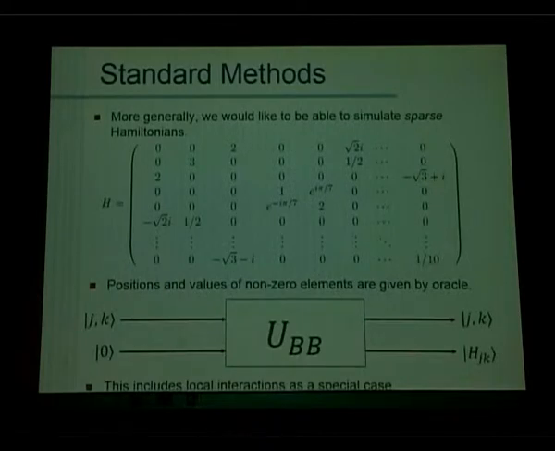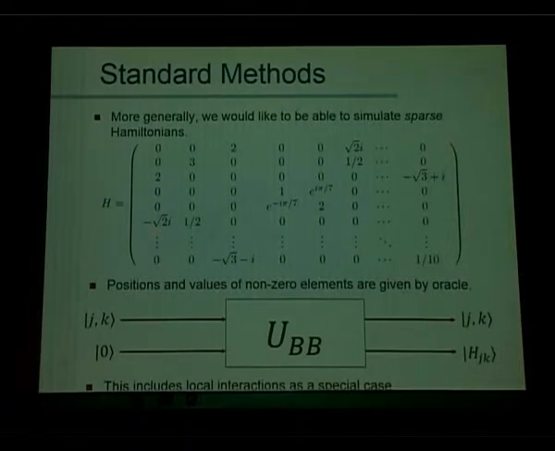So the other thing I mentioned before is the idea of sparse Hamiltonians. So the idea here is that we want to have a Hamiltonian which, when you represent it in some computational basis, has no more than some limited number of terms in any row or column. So in this case, the sparseness is 2.